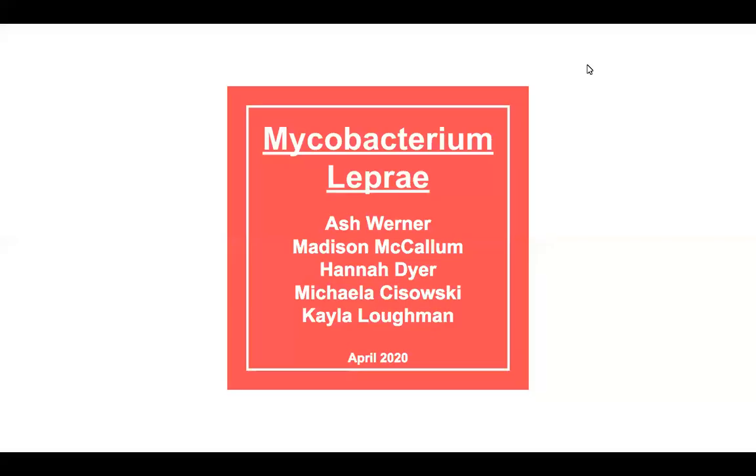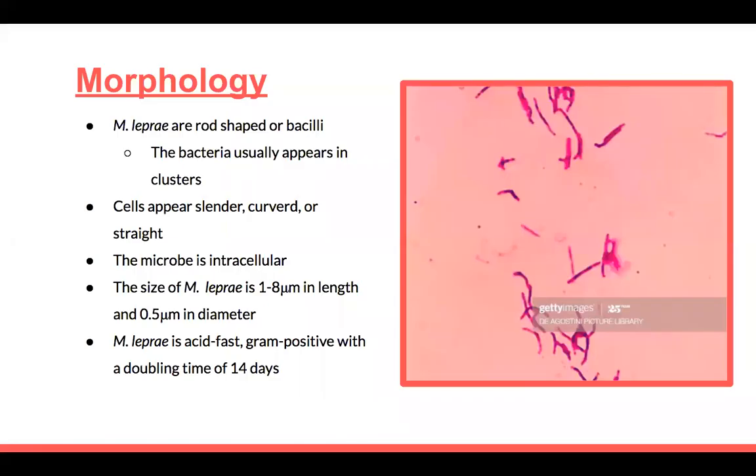So our group project was over Mycobacterium leprae. The morphology of Mycobacterium leprae is that they're bacilli or rod shape. The bacteria usually appears in clusters under the microscope, and they appear either slender, curved, or straight. The microbe is intracellular. The size of M. leprae is usually 1 to 8 micrometers in length and 0.5 micrometers in diameter.